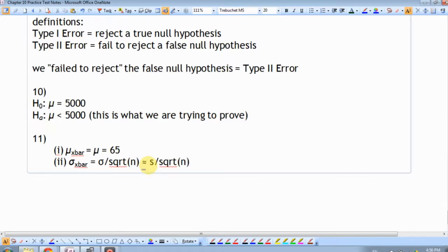S is the standard deviation of the sample. Variance of the sample is 9, so the standard deviation is 3. 3 over the square root of the sample size. What's our sample size?